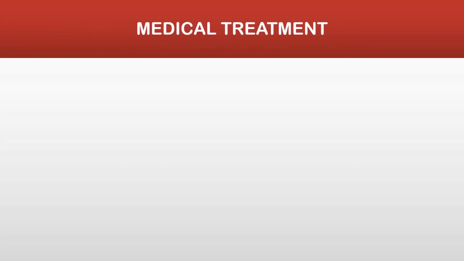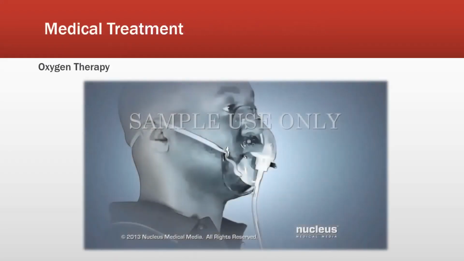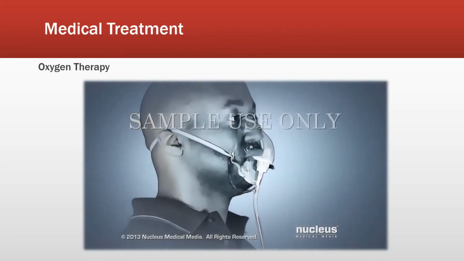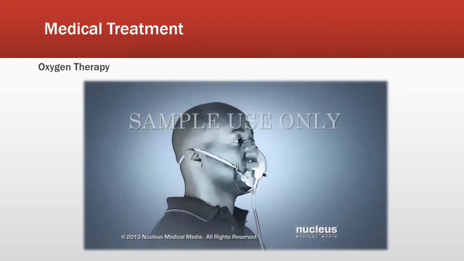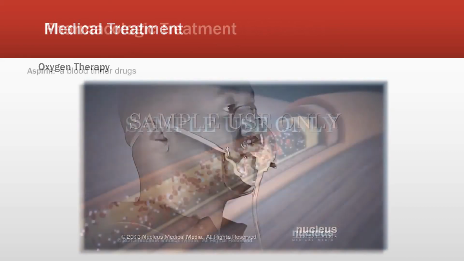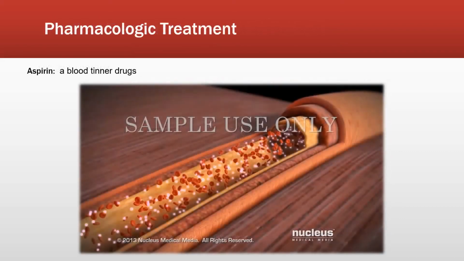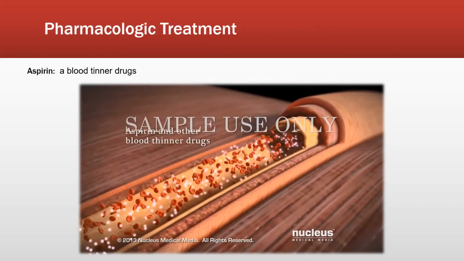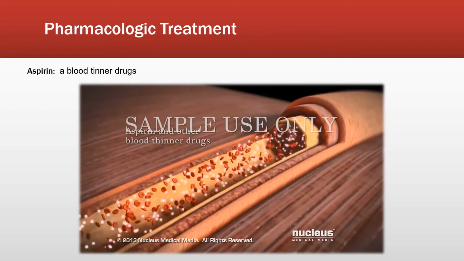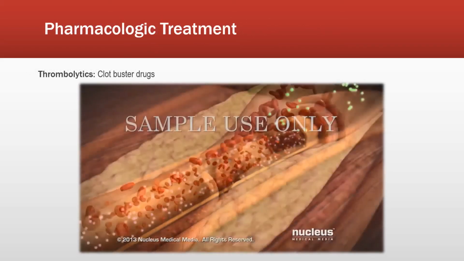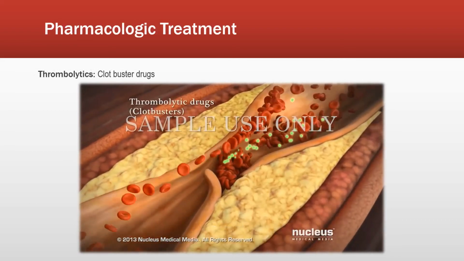For medical treatment of acute coronary syndrome and myocardial infarction, or heart attack, this includes oxygen therapy. This treatment increases the amount of oxygen your lungs receive and deliver to your blood. Pharmacologic treatment such as aspirin or other prescription blood thinner drugs to prevent blood clots. Thrombolytics, also known as clot buster drugs, to break up existing blood clots.